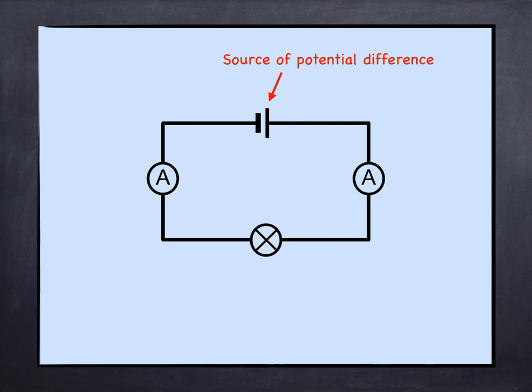So what does the battery do then? Well, it acts as what we call a source of potential difference. It supplies energy to the charge, making it flow, and provided there is a complete circuit with no gaps, then we have a current flowing around our circuit.